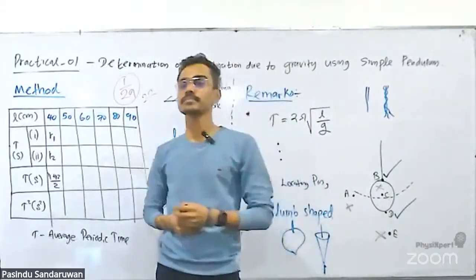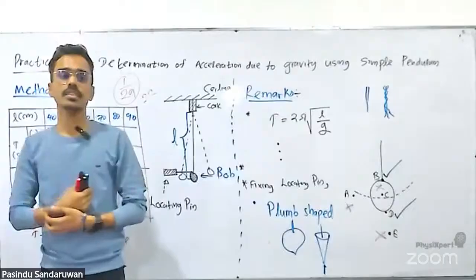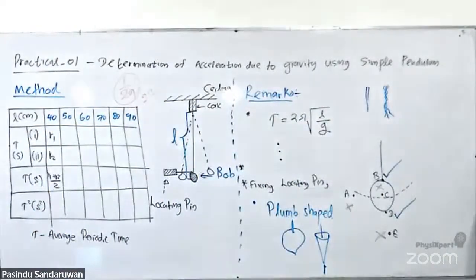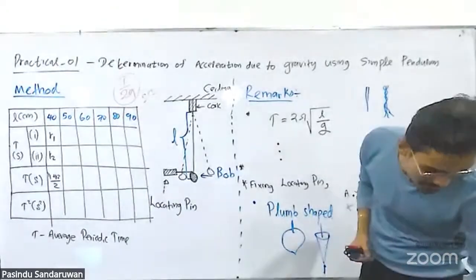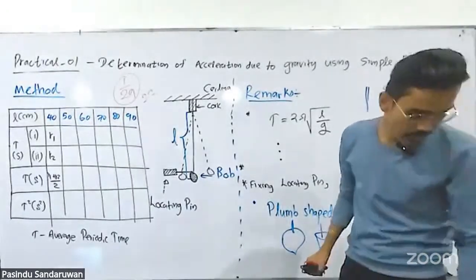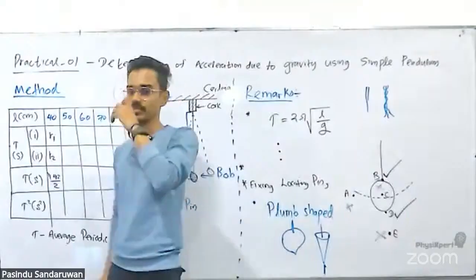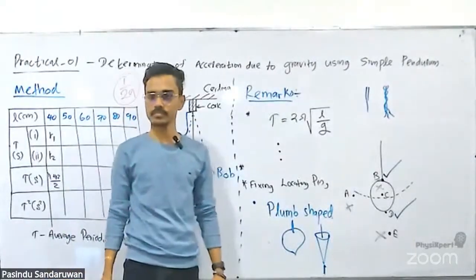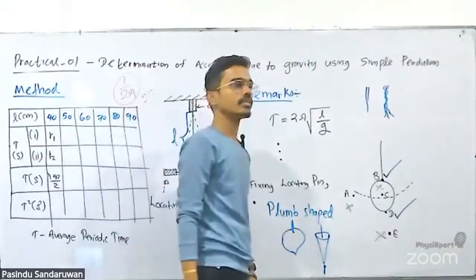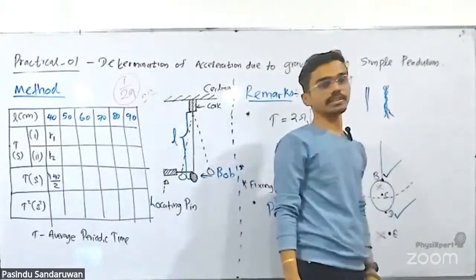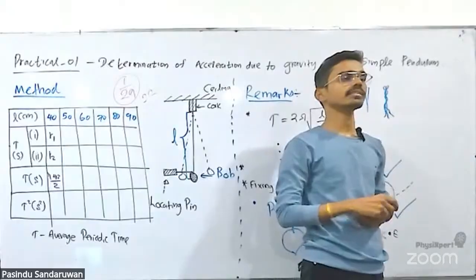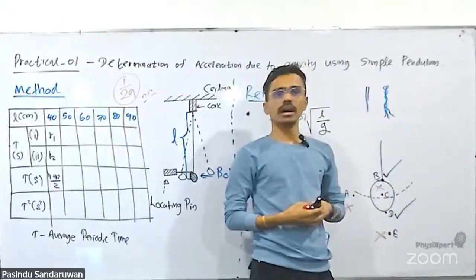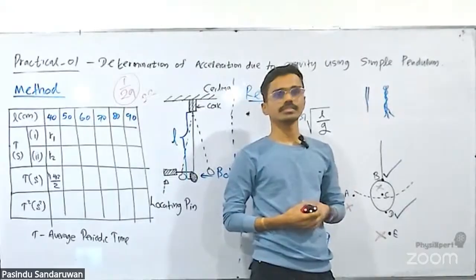A string with multiple threads is not used. Within brackets, nylon strings. If you haven't seen nylon strings, go to a hardware shop tomorrow and ask for a nylon rope.